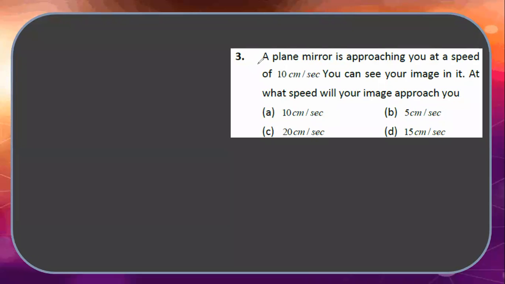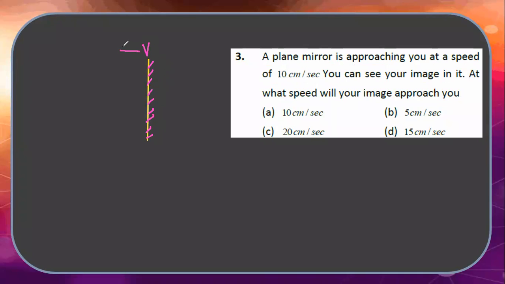A plane mirror is approaching you at a speed of 10 centimeters per second. You can see your image in it. At what speed will your image approach you? I told you, let us suppose the mirror is moving with velocity v, then we feel that our image is approaching with double the velocity of the mirror.